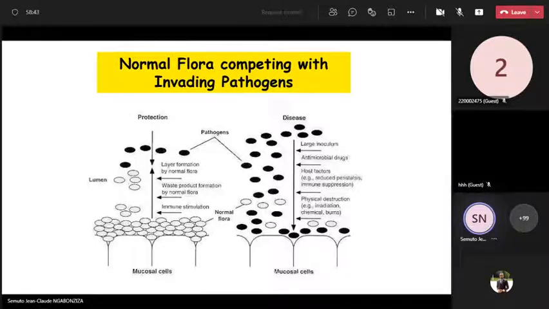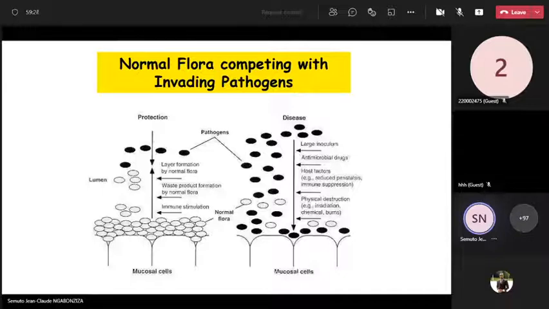While in disease condition, let's say when there is a very large inoculum, an estimated number of bacteria of a million or above. Or when there is antimicrobial drug treatment to the host, it will kill normal flora and make the host more susceptible. Some host factors are reduced peristalsis, immune suppression, or physical destruction of the mucosa cell or your protective layer of normal flora.